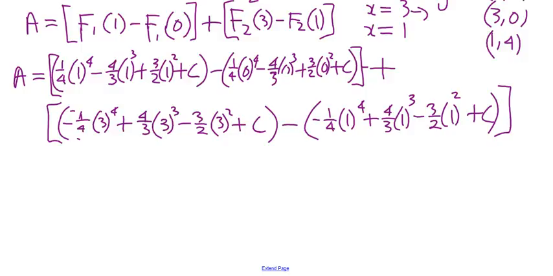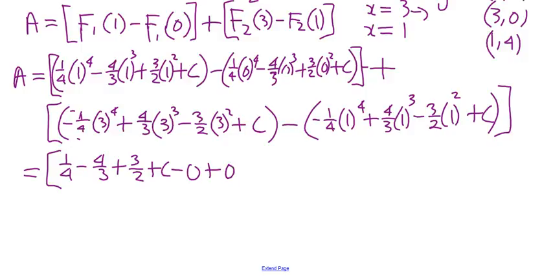So, next line, I would probably leave the square brackets in place and just work out. This one's trivial, because it's 1s and 0s. So that's equal to, let's do the square brackets: 1/4 minus 4/3 plus 3/2 plus c minus 0 plus 0 minus 0 minus c.